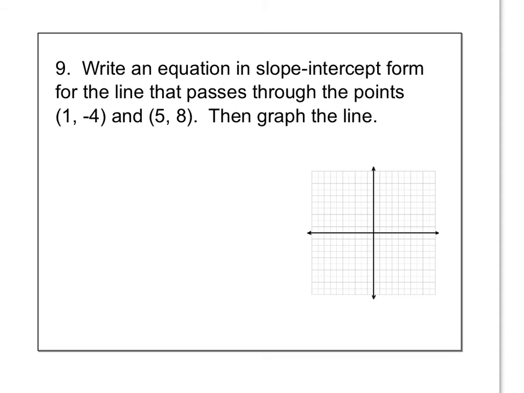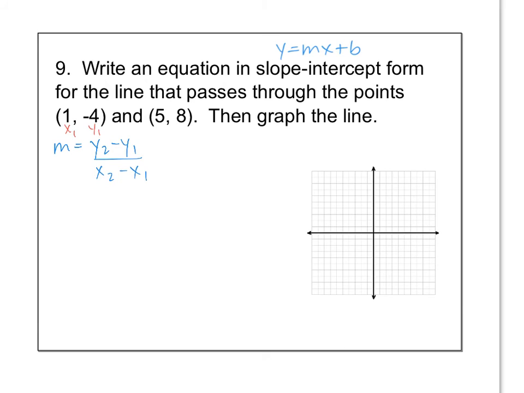All right, so we have to write an equation for a line and then graph a line, and it has to be in slope-intercept form, which is y equals mx plus b. So we have to find two things. We have to find the m and the b. We're going to start by finding the m, and we're going to have to do y2 minus y1 over x2 minus x1.